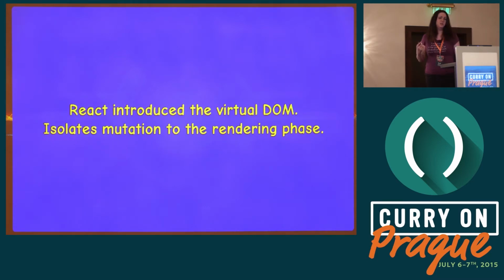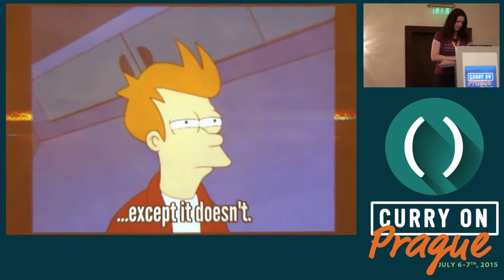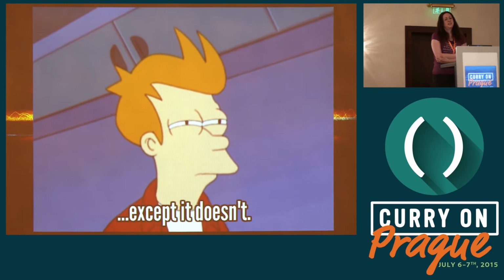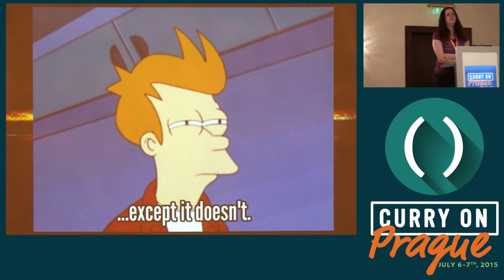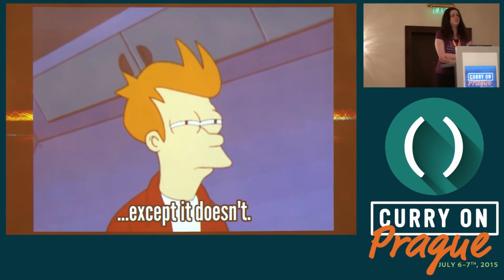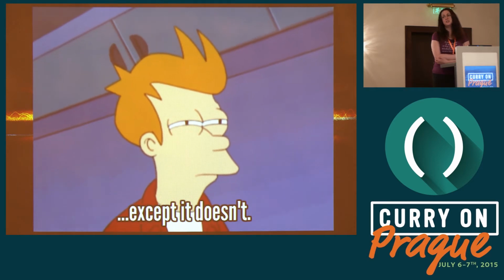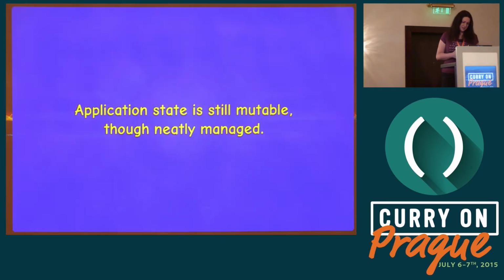It isolates mutation essentially to the rendering phase, so that everything in between your input events and your actual output to the DOM can be theoretically pure functional programming, except that it doesn't really. React is cool and all, but it still uses JavaScript's mutable data structures. It still mutates state inside components. It's a lot cleaner now than it used to be, but it's still not quite there. So, yeah. What I just said, it's still neatly managed, but still not quite where we want to be functionally.